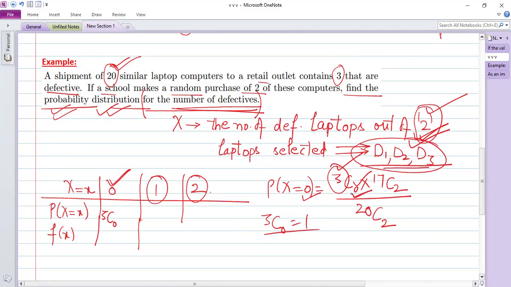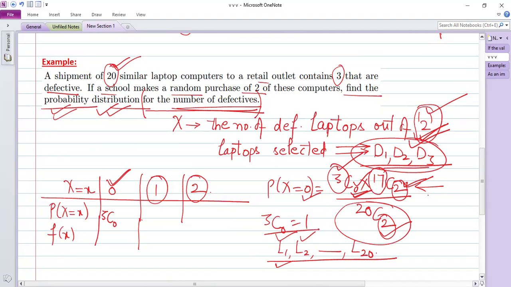And obviously, if zero laptops are defective out of the two selected, then both will be non-defective. And we are selecting two non-defective out of a total of 17 non-defective laptops. So the numerator has the favorable number of outcomes and the denominator has the total number of possible selections. Basically we have L1, L2 going up to L20. We have 20 laptops, and out of these 20 we are selecting two. These two can be L1, L2, or L1, L3, or L5, L9, or L10, L20. So how many such combinations are possible? There are 20C2.